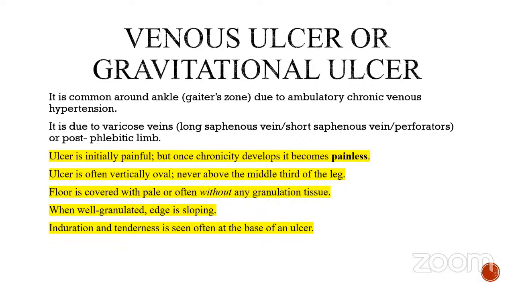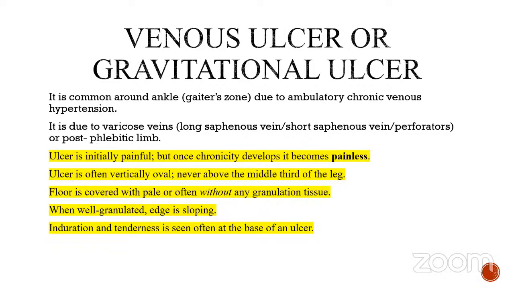Ulcers occurring mostly in the gaiter zone will be mostly venous ulcers. That's due to ambulatory chronic venous hypertension. Due to the stasis of the blood, it will eventually lead to breakage of the skin and ulcer formation. The most common and important reason is varicose veins involving the long saphenous vein or short saphenous vein or perforators, or even a post-phlebitic limb. A post-phlebitic limb is like a post-thrombotic limb. If a thrombus happens, we know how venous stasis happens. The same thing happens in varicose veins also.